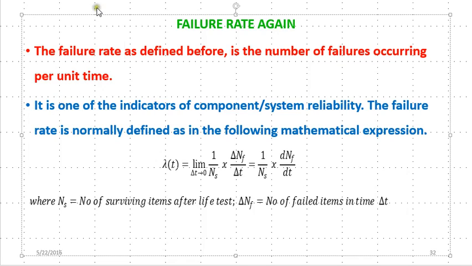And we know that this failure rate is an indicator that shows how reliable a system or component is. And the failure rate, mathematically, is calculated using this formula: lambda of t is the limit as delta t tends to 0 of 1 over Ns times delta Nf over delta t. And if delta t tends to 0, from our knowledge of calculus limit, this will change to dNf/dt, where Ns is the total number of items that survived, and delta Nf is the number of components that failed within a short time, delta t.